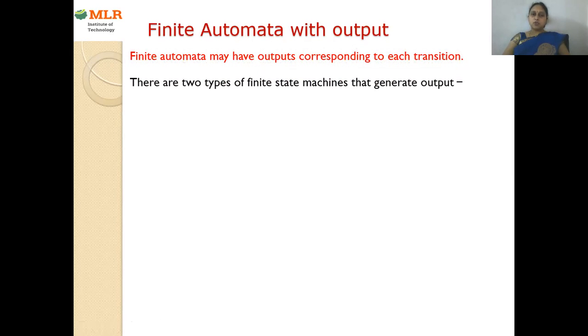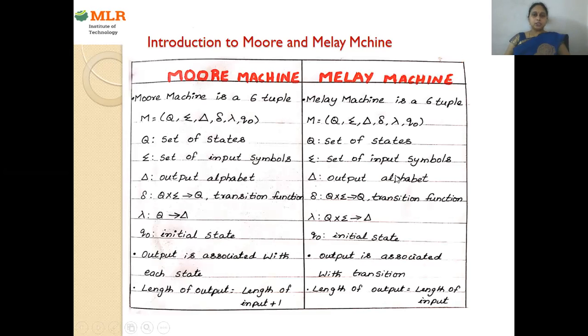There are two types of finite state automata that generate output. One is the Moore machine and the other is the Mealy machine. Now we are going to discuss the difference between them, so that you can easily understand what a Moore machine and a Mealy machine are. Moore and Mealy machines are both 6-tuples, whereas DFA, NFA and NFA with epsilon have only 5 tuples. There you find the final state, but here you don't find the final state in Moore and Mealy machines.